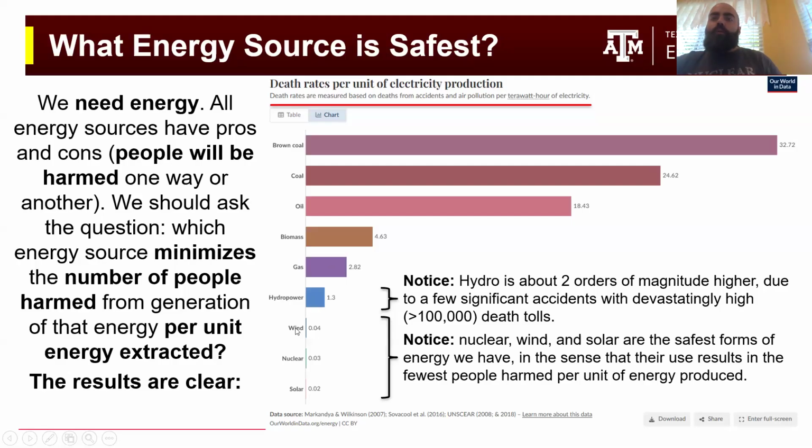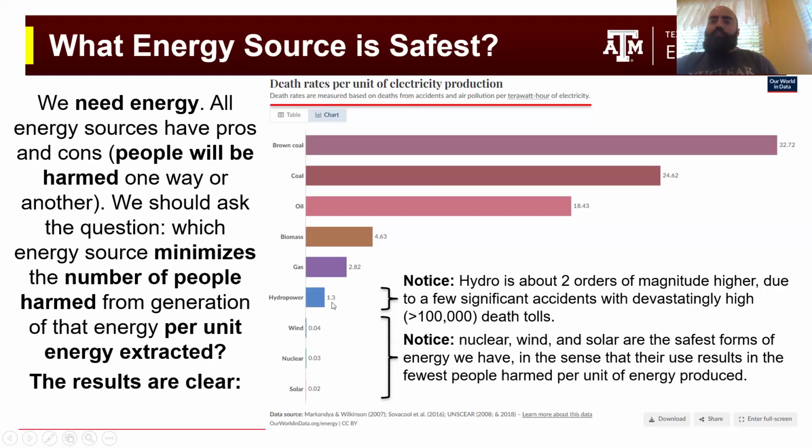But if you keep going lower, hydropower is about 1.3 deaths per terawatt hour of electricity generated. Wind is about 0.04, nuclear 0.03, and then solar is 0.02. So if you think about it from this perspective, it's very obvious that the best way to produce energy with the fewest people harmed is to get all of our energy from solar, nuclear, and wind, and maybe a little bit of hydropower.